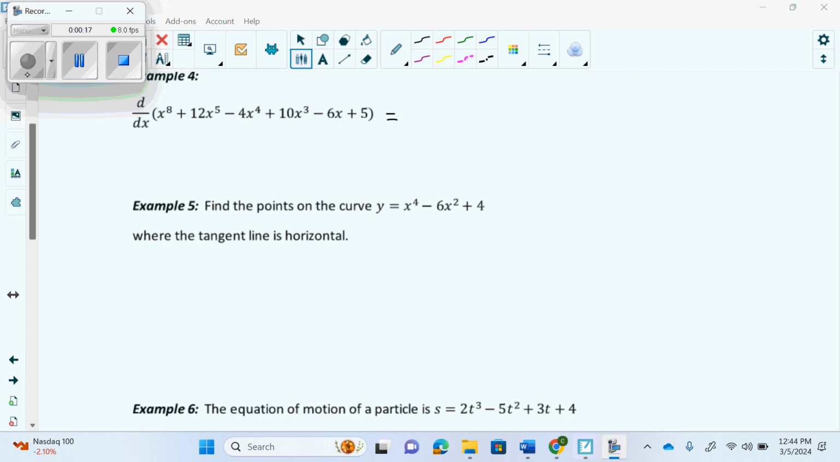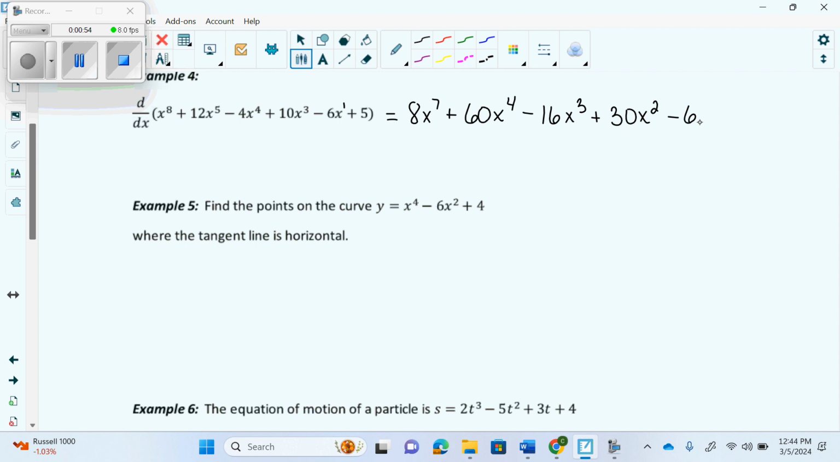So the derivative of this equals, the 8 drops in front. You get 8x, and the 8 reduces by 1 to the 7, plus 5 times 12 is 60. X to the 4 drops by 1. Minus 4 times 4 is 16. X to the 3. Plus 3 times 10 is 30. X to the 2. Minus 1 times 6 is negative 6.